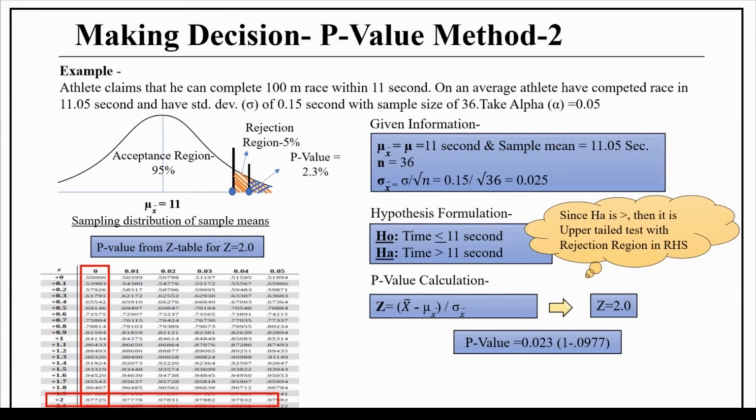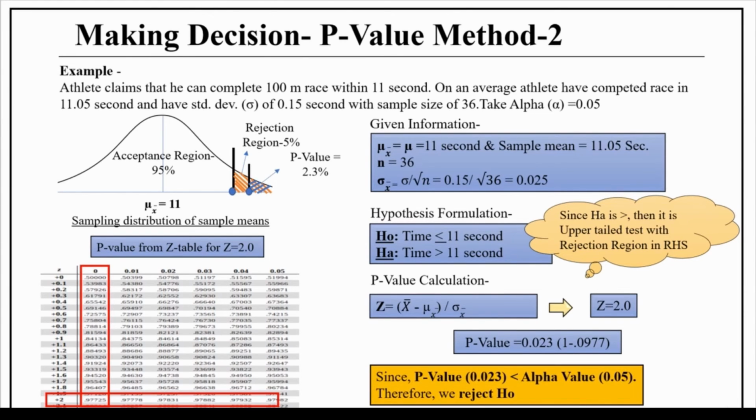And since the p-value is 0.023, which is less than the alpha value of 0.05, therefore we reject the null hypothesis.